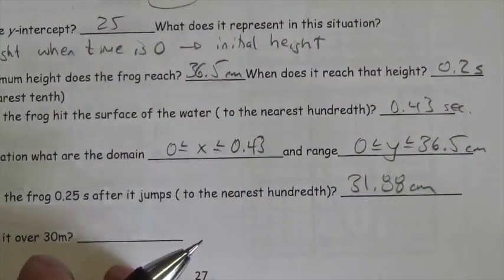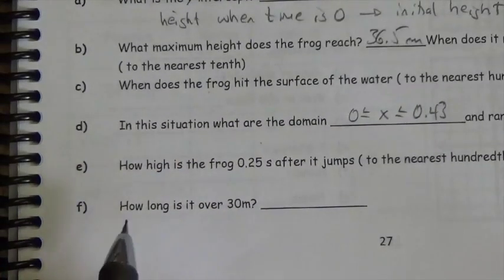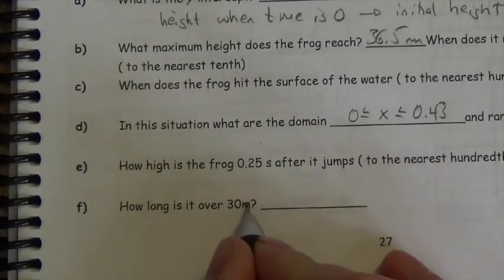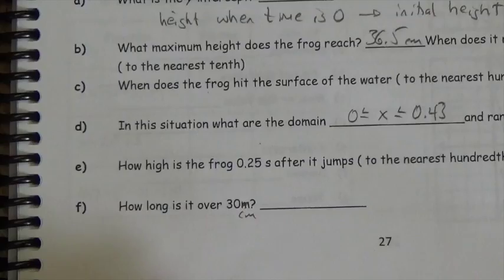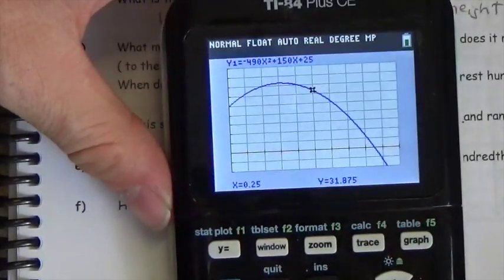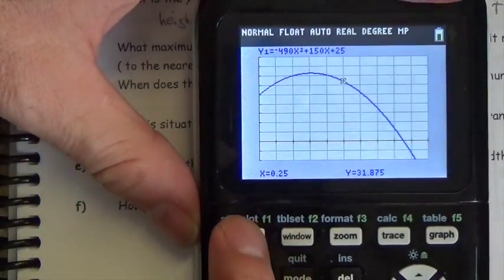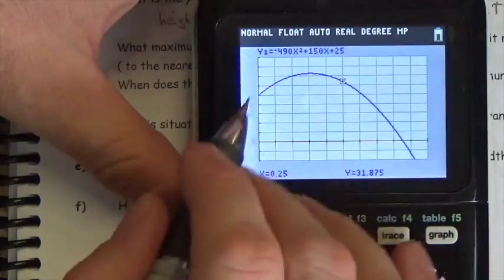31.88 centimeters. Good. And how long is it over 30 meters? Okay, I can guarantee you the frog did not jump 30 meters in the air. That should be centimeters. Okay. Now, how long is it over 30 centimeters? That's a good question. I don't know. I can't clearly see the 30 centimeter mark here.